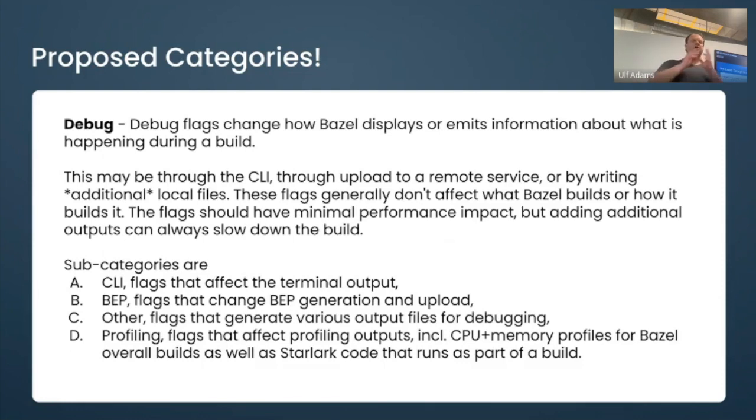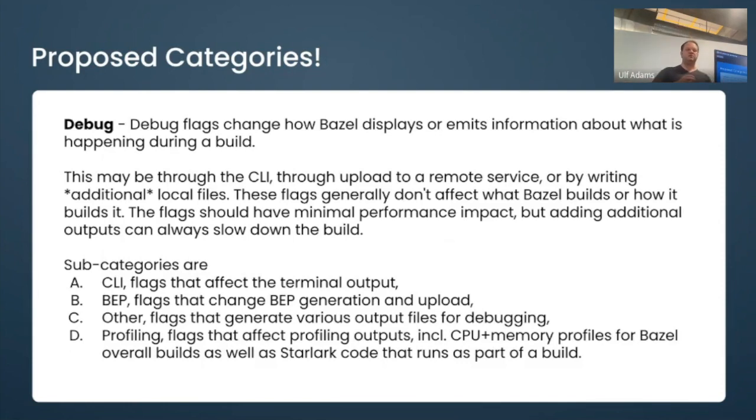And on top of the categories, I have subcategories. So when I looked at all the flags, I sort of started to slowly add them into groups. And then I discovered even within the groups, there are subgroups of things that sort of belong together. So I have a CLI subgroup that are flags that affect the terminal output. We have a build event protocol subgroup, which are flags to configure the upload to a remote UI service that you can then open in your browser.